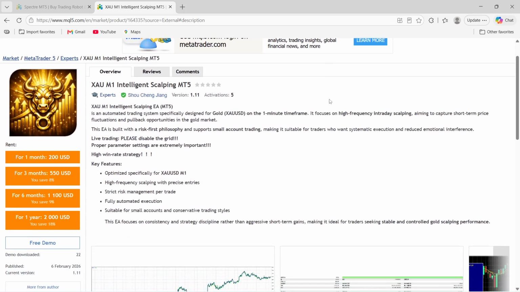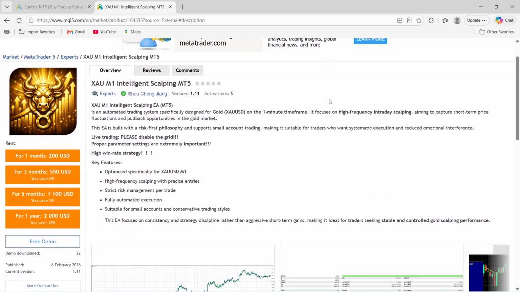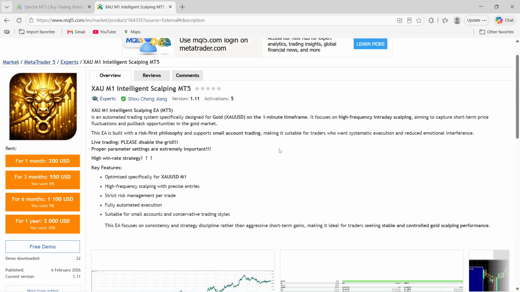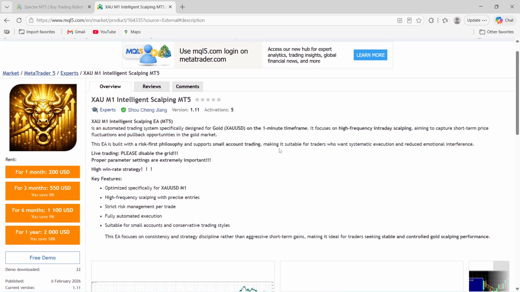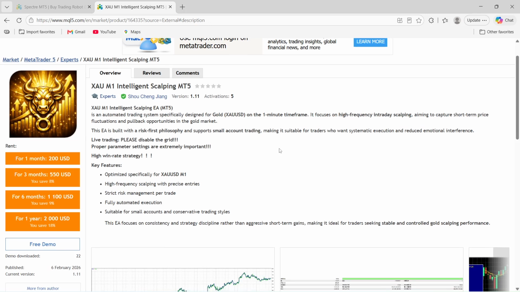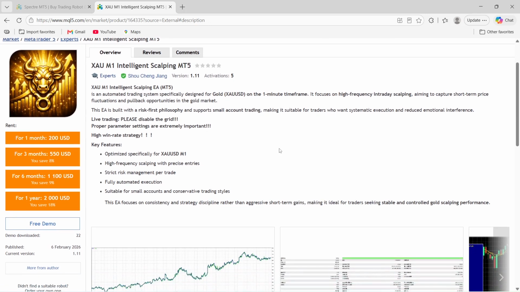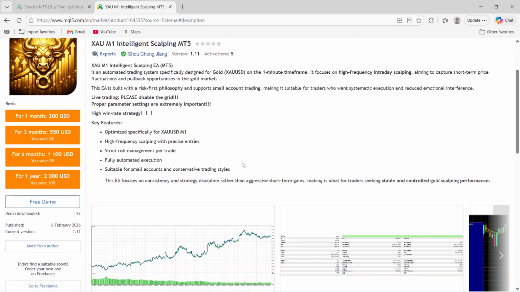Okay, so the basic features include its optimization for XAUUSD on the M1 time frame, high frequency scalping entries, strict per trade risk management, fully automated execution, and suitability for conservative styles on smaller accounts. The parameters are critical. The developer provides guidance on settings and warns about the need for low spreads and good execution. It's positioned as a focus tool for gold scalpers who want automated precision on the fastest time frame.